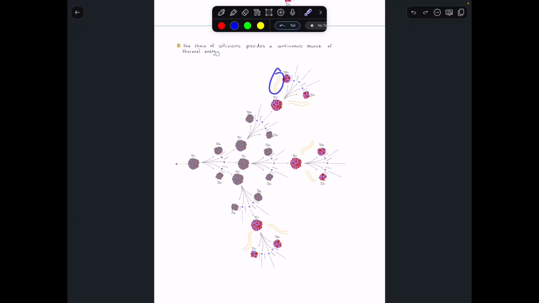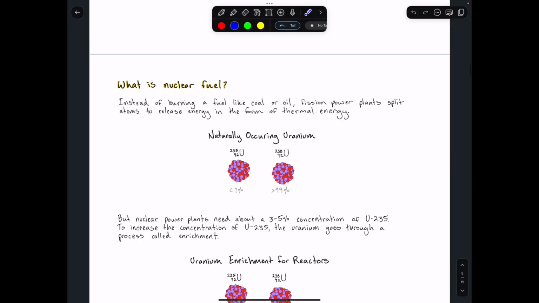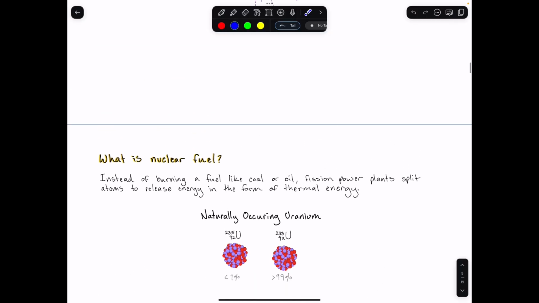That provides a continuous source of thermal heat, and this is what's used in a nuclear power plant, which we're going to cover in just a moment. Now, before we go into how a nuclear power plant actually generates electricity, I first want to dive into a little bit more about what exactly nuclear fuel is.